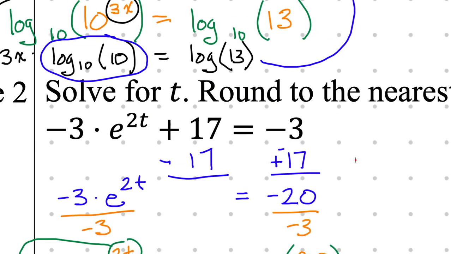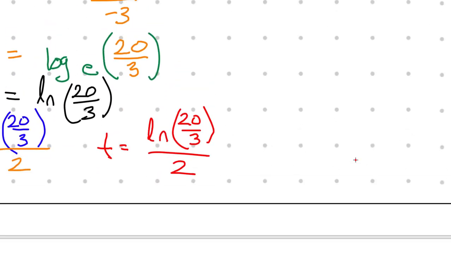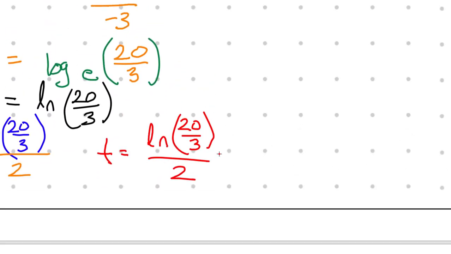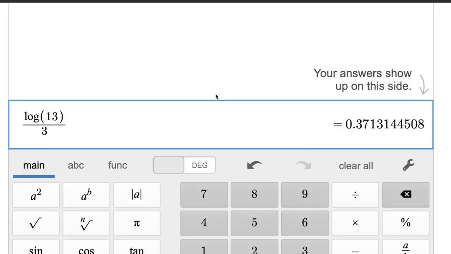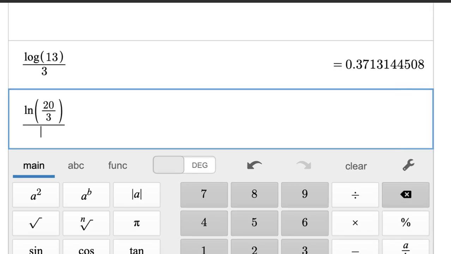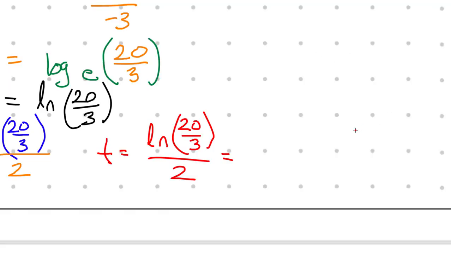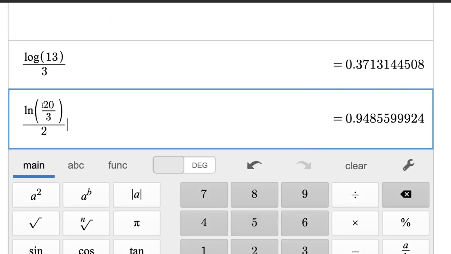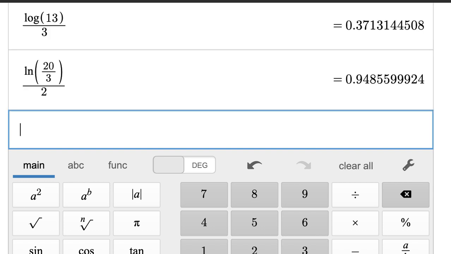Again, we're going to round to the nearest thousandth, which means I'm rounding to 3 decimal places. So everyone has this written down, and let's come back over here to our calculator. Let's say the natural log of 20/3, 20 divided by 3, and that's all going to be divided by 2. So our answer is 0.949, rounding here to 9. 0.949. And again, natural log, the computer knows what that's talking about.